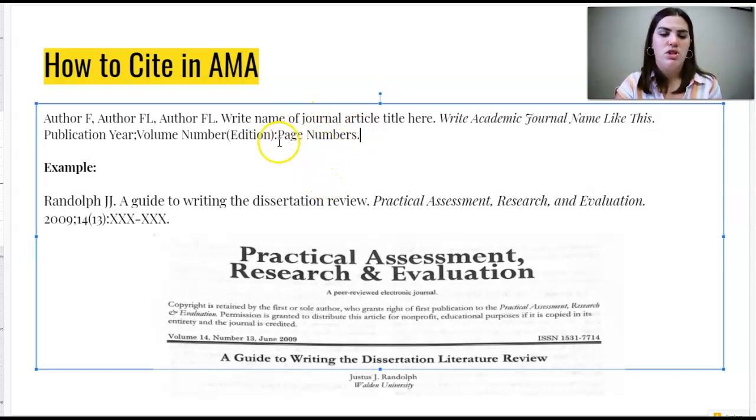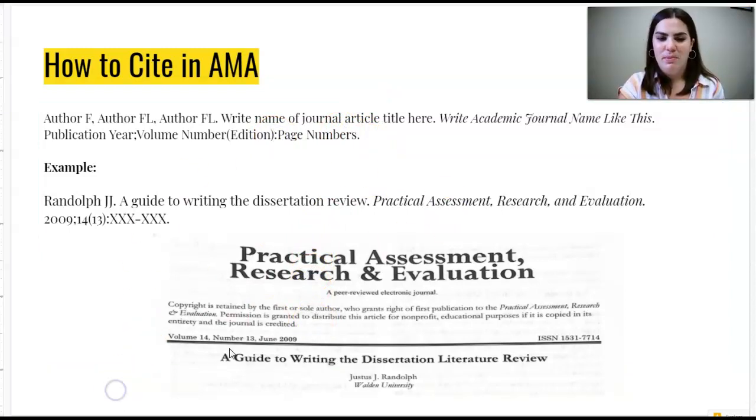So we have to be sure to do that the same. So publication year will go here, and then you'll write a semicolon, and then volume number. The edition number will be in parentheses, colon, page numbers, period. So I've provided an example down at the bottom.